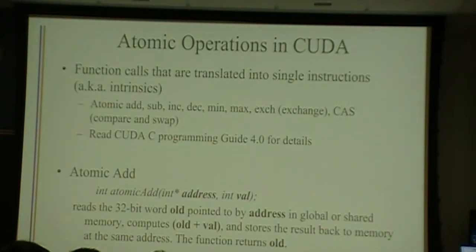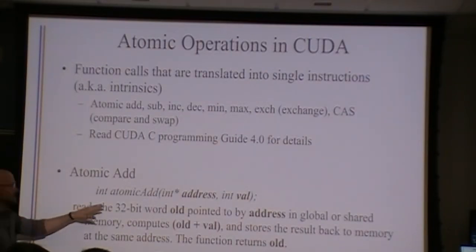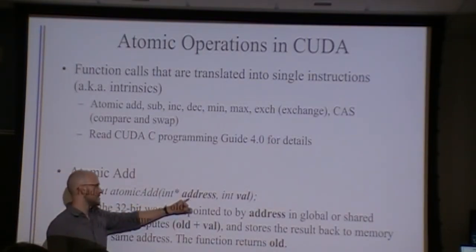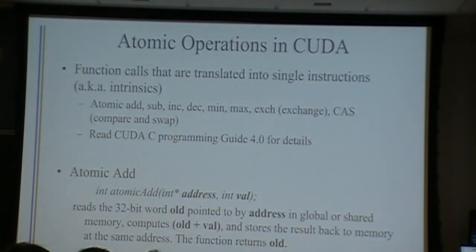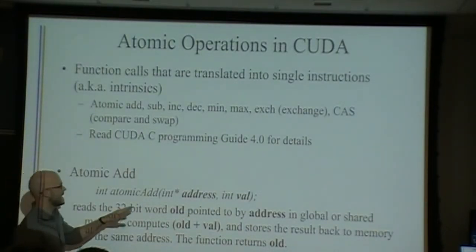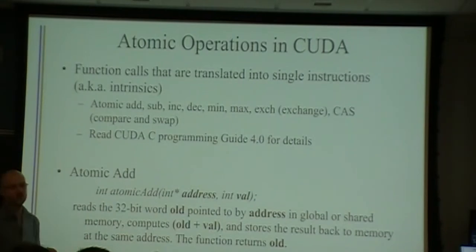These are expressed as functions in your source code, but really they map to single assembly instructions. Basically what you do is you provide an address, a pointer to a memory location, and a value that you want to atomically increment it by. And CUDA will ensure that the load, modify, store happens atomically. It can't be split up. That's what atomically means. It's one indivisible unit.